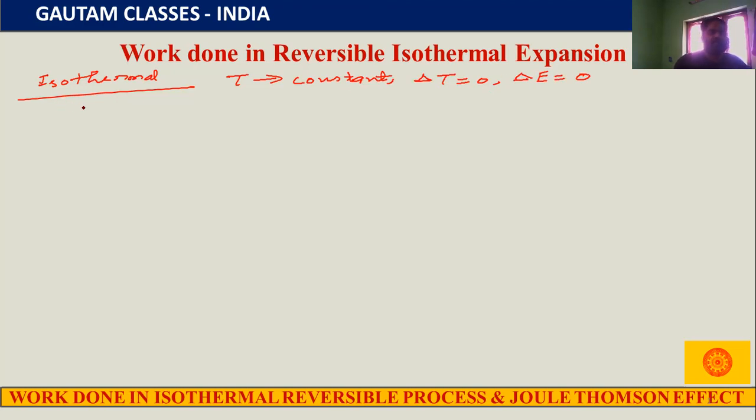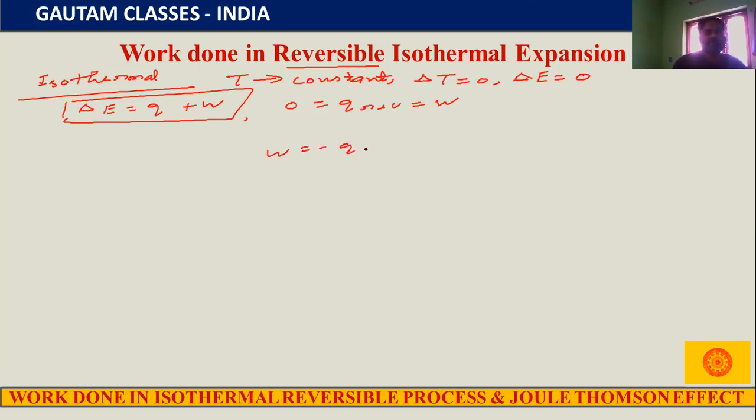So what about the first law of thermodynamics? Delta E is equal to Q plus W. In the case of isothermal expansion and reversible process, delta E is zero. So we can write zero is equal to Q reversible plus W. That means W is equal to minus Q reversible. You all know that very well.